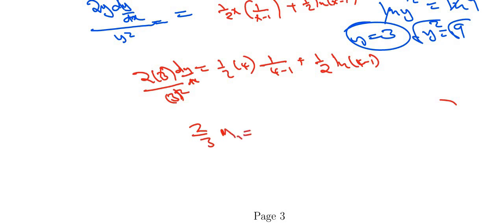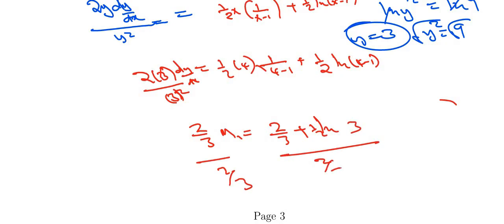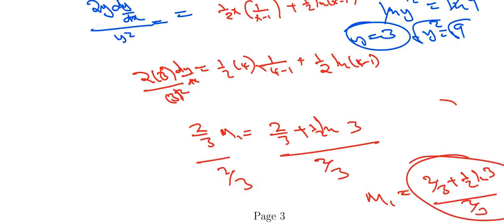I'll just call it m. That's the slope, dy/dx. This here is a 2. That's going to be 2 over 3 plus, this is going to be ln 3. So we can just divide this side by 2 over 3. Yeah? So we're going to have m1 is just 2 over 3 plus 1 over 2 ln 3, everything over 2 over 3. That's what you get. That's the slope.